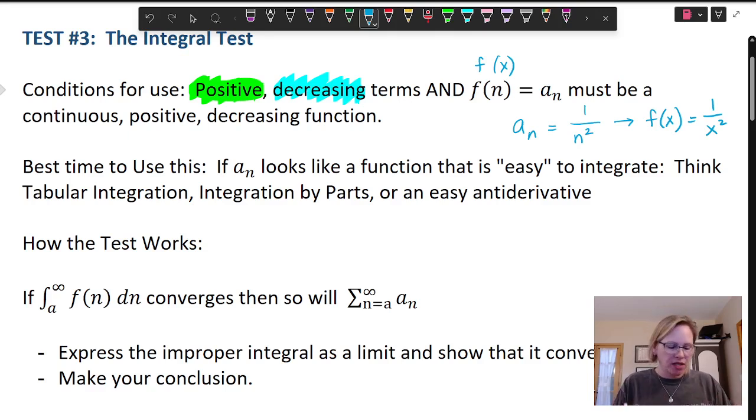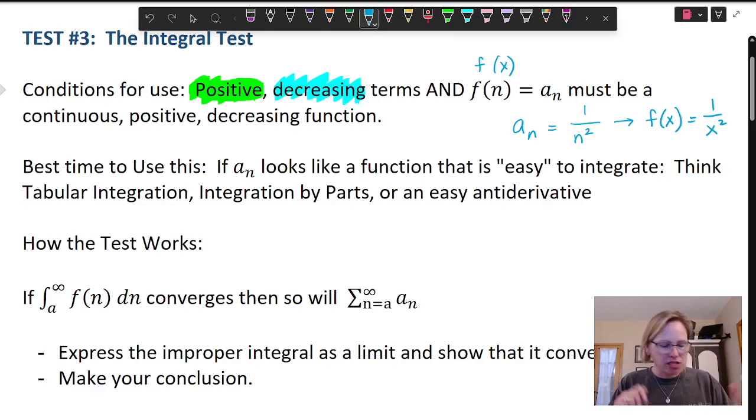So the best time to use this is if your rule a_n looks easy to integrate. Think like you would use, if you were going to do an integral, tabular integration, or maybe integration by parts, or a u-sub, or something like that, or an easy antiderivative. Partial fractions likes to show up, so sometimes we have to do partial fractions with this integral test. So if it looks like an integral that you would use u-sub, tabular integration by parts, or partial fractions on, that might be an indication that the integral test is what you want to use.